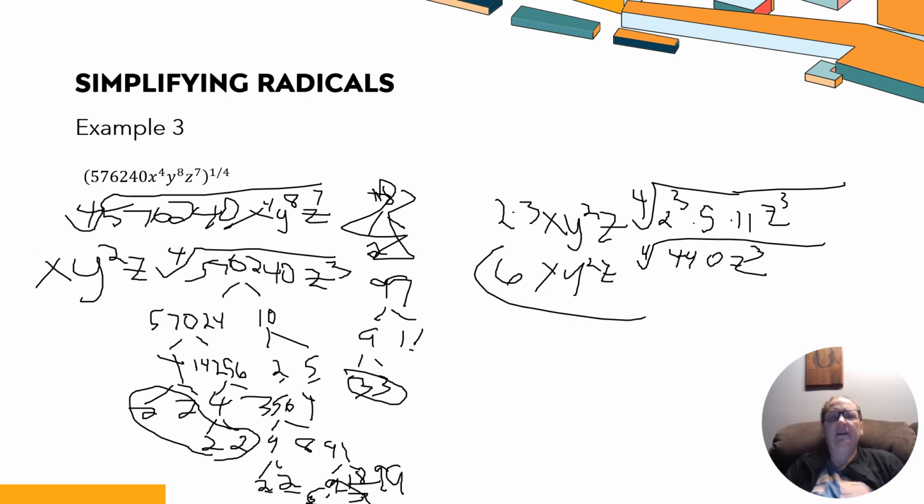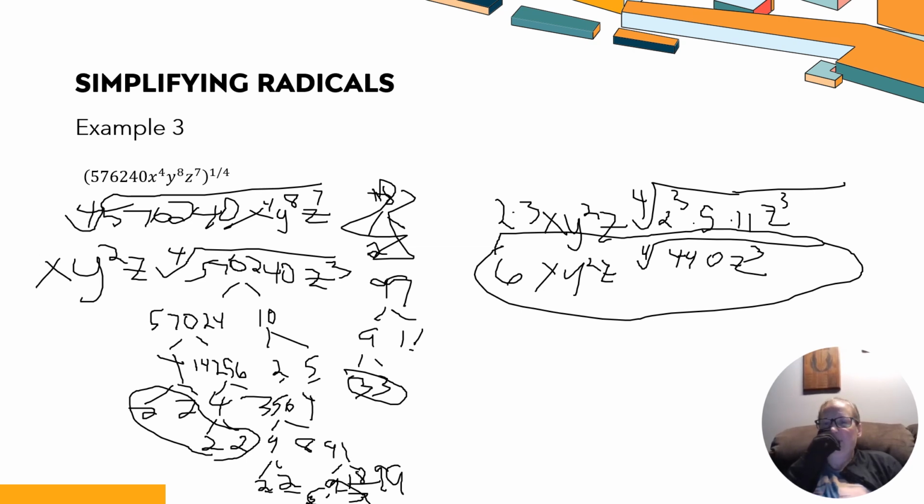So this is my final answer. It's a big old number. It doesn't look a lot simpler than it started, but it's 6x y squared z, 4th root of 440 z cubed. So big long mess of a thing. So make sure you have plenty of paper, I guess. Fun. All right.